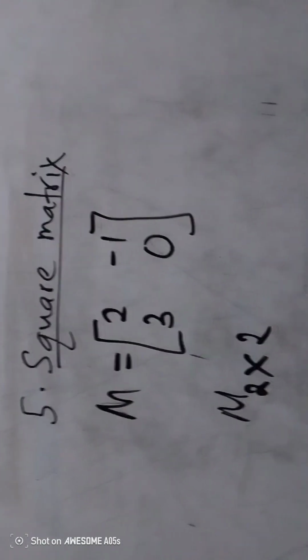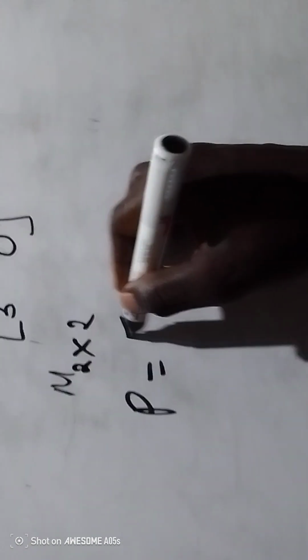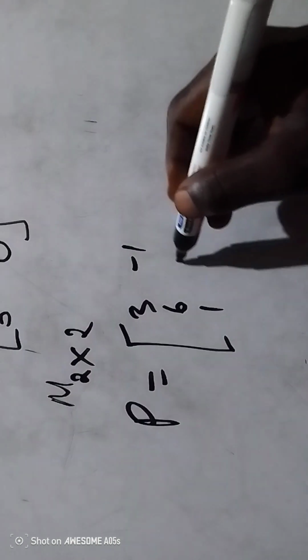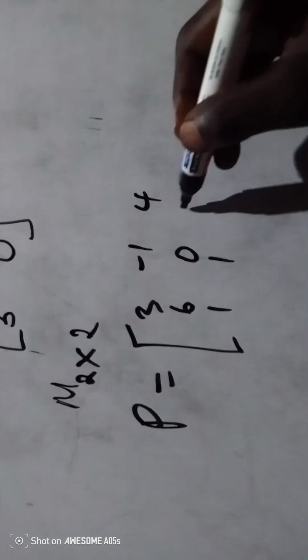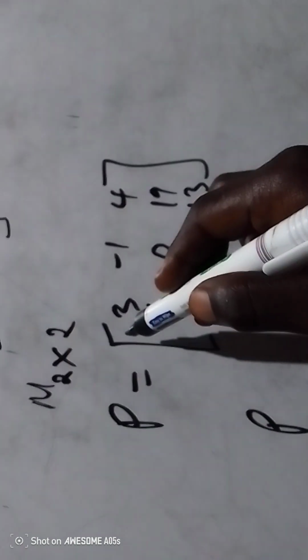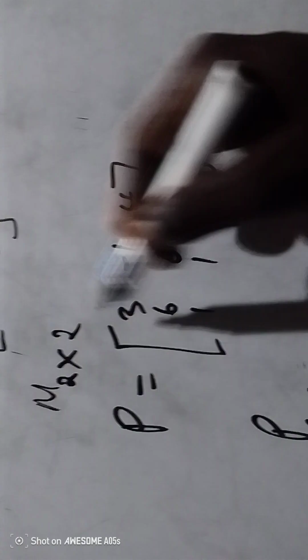You can look at another matrix. If you want to write the order, you're going to count the number of rows first: 1, 2, 3, by 1, 2, 3. So this is a square matrix because the number of rows and the number of columns are the same. So that one we call a square matrix.